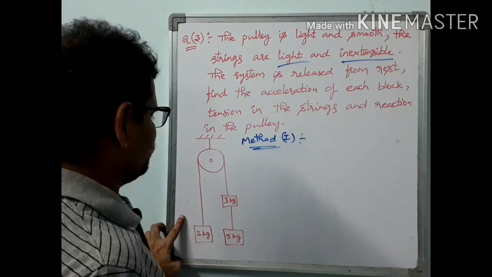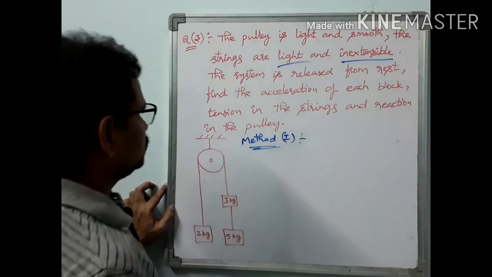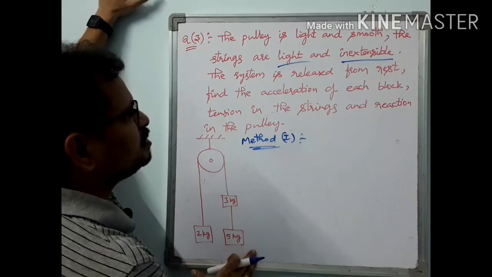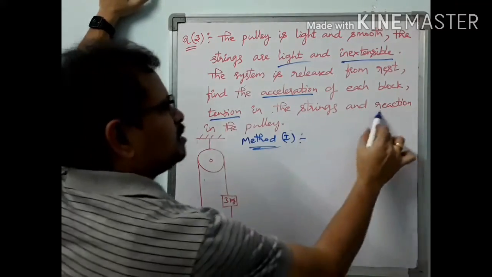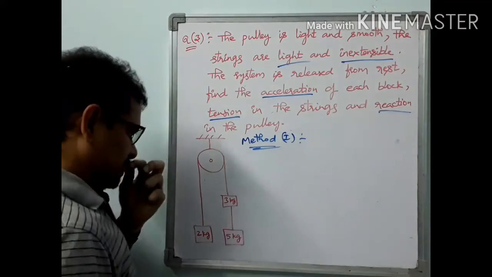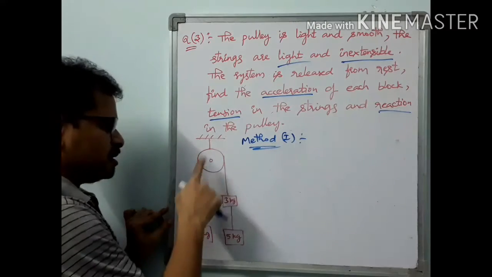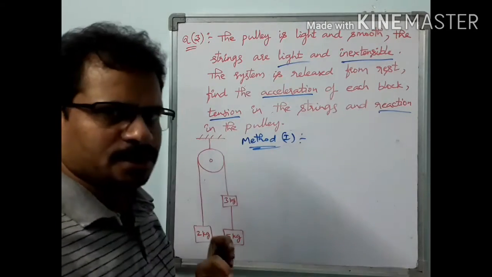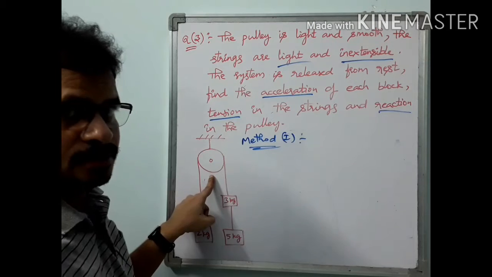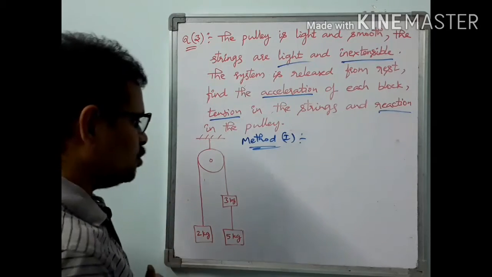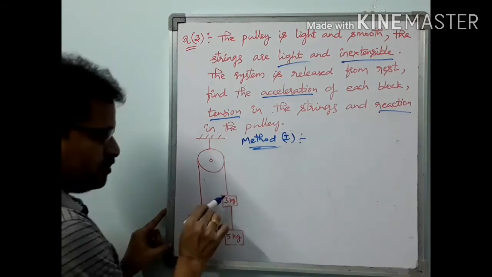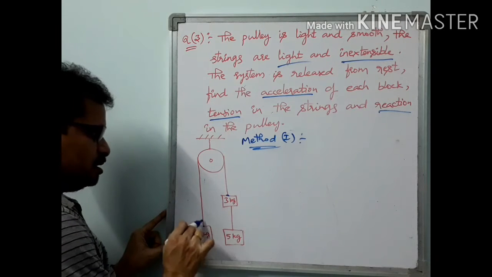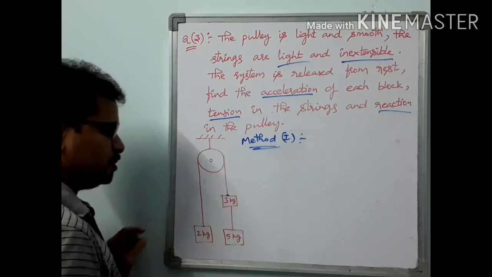Now method 1. So as usual, what do we have to find here? The acceleration of each block, the tension in the strings, and the reaction in the pulley. We have to find these things here. First, how many pulley systems are there? Only one pulley system. How many ropes are there? 2 ropes. This is one rope, from here to here to here. This is the second rope. First rope, second rope.